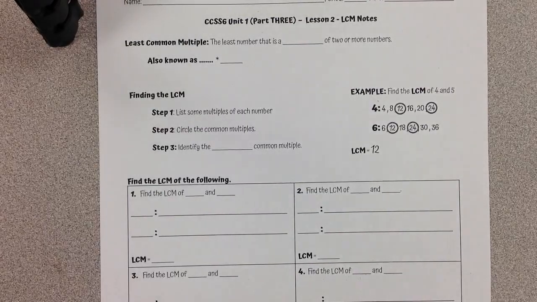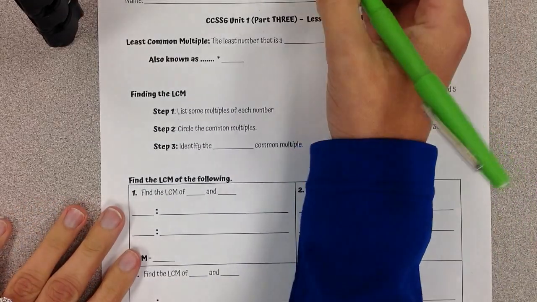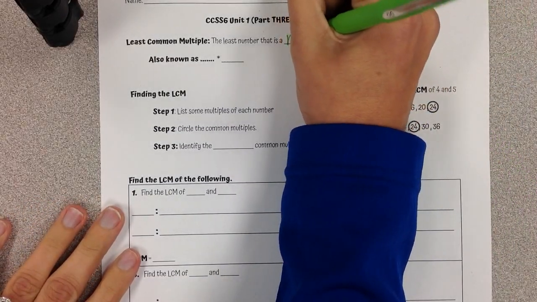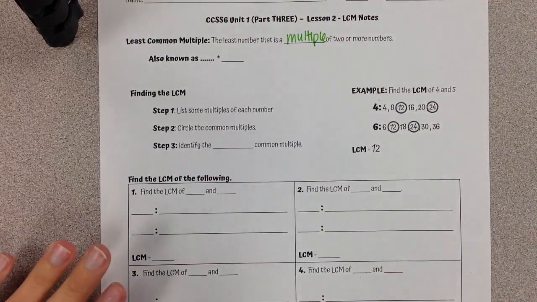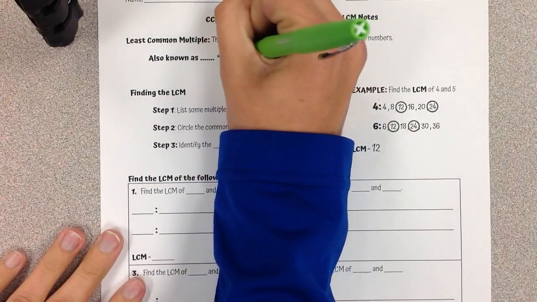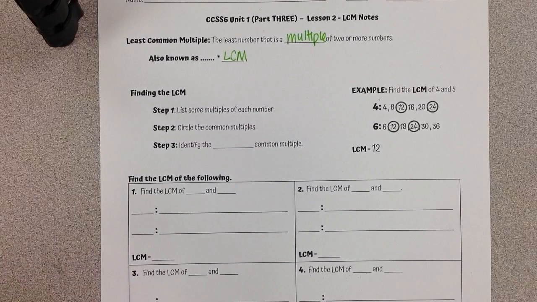Today we're going to talk about least common multiple. So the least common multiple is the least number, the lowest number that is a multiple of two or more numbers. We also call this the LCM. That's what you're going to hear me refer to it as a lot, okay?